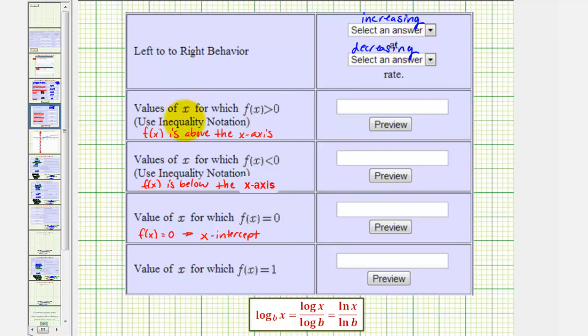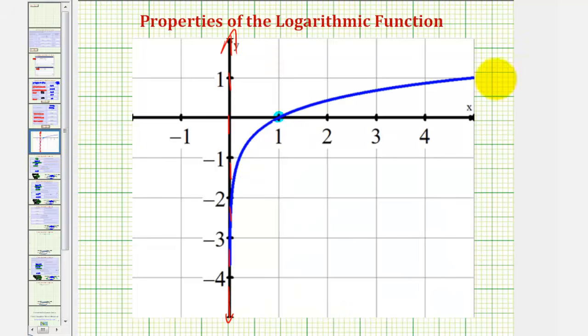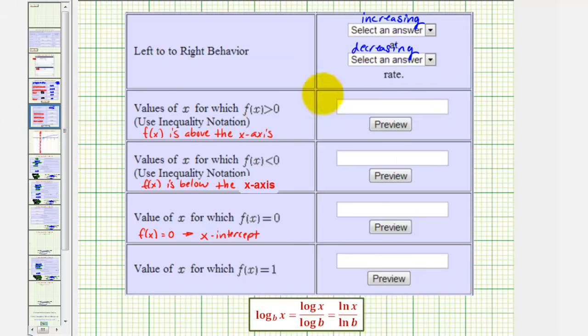Next, we're asked to determine the values for which the function is greater than 0, which would be when the function is above the x-axis. So looking at our graph, notice how the function values, or y values, are greater than 0 or positive above the x-axis, and therefore we can say the function is positive when x is greater than 1. Notice how it does ask us to use inequality notation, not interval notation. So we'll type in x is greater than 1.